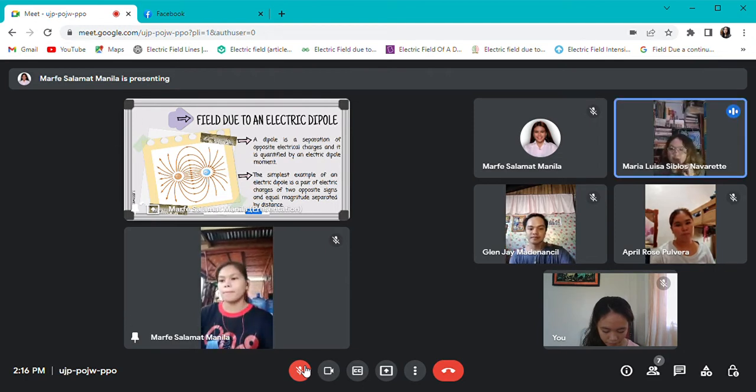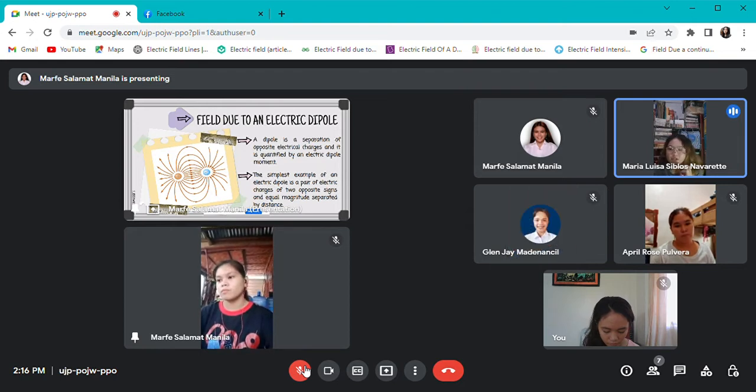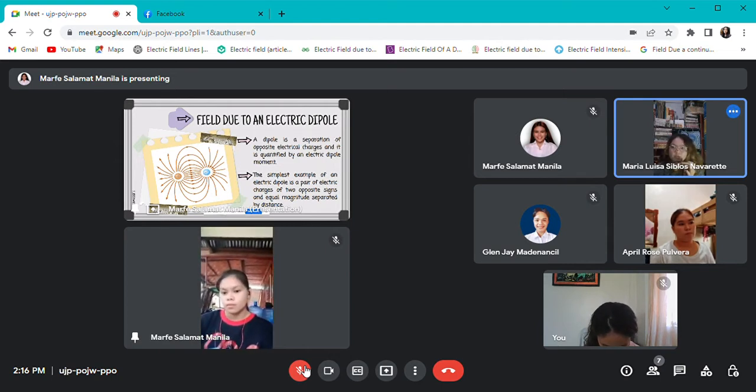So a dipole is a separation of opposite electrical charges and it is quantified by an electric dipole moment. When we say electric dipole moment, it is actually a vector quantity with a magnitude equal to the product of the charge and the distance between the charges, and having a direction from the negative to the positive charge along the line between the charges. Yun lang po.